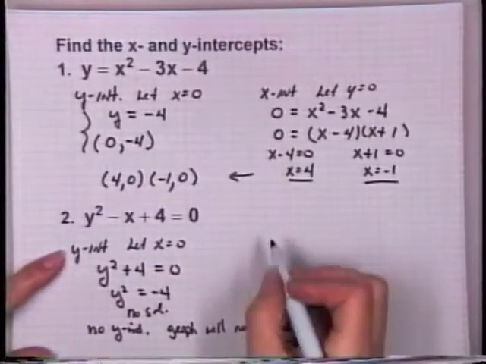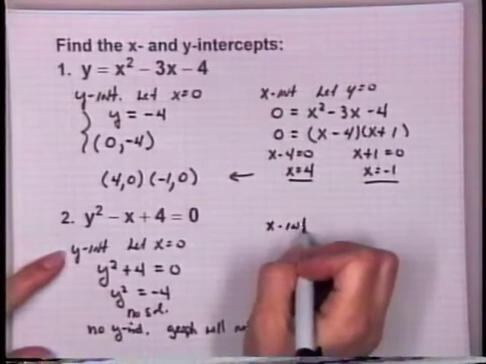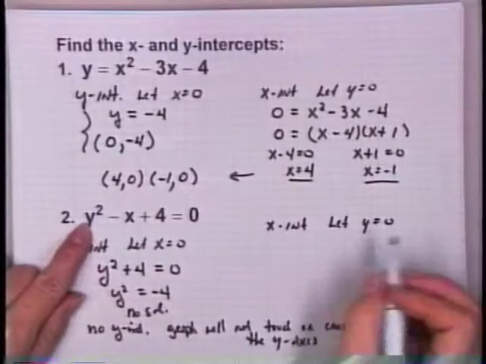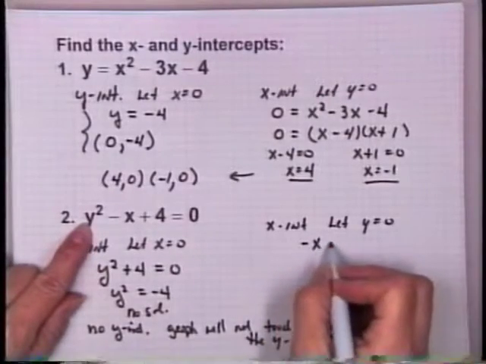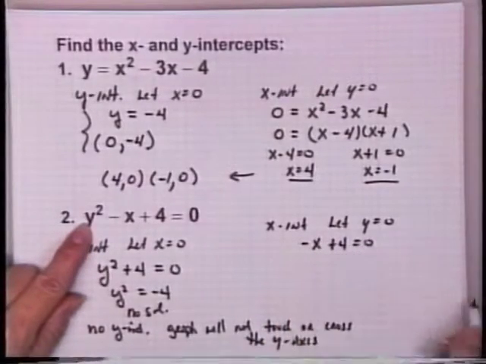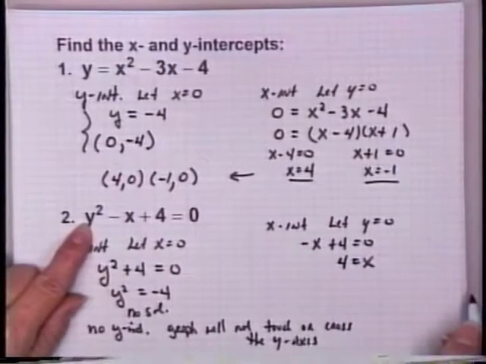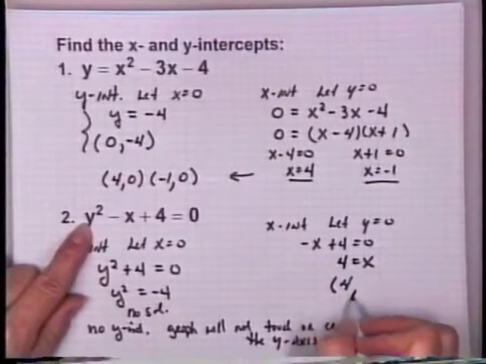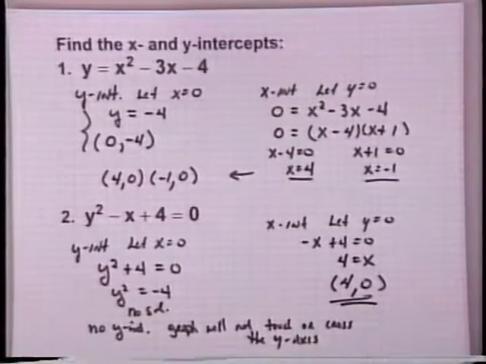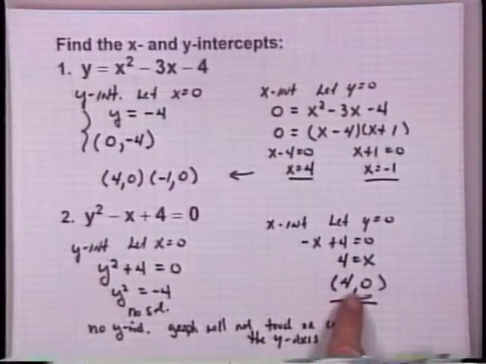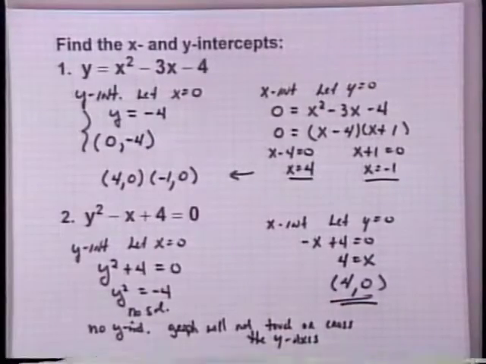Now, let's go ahead and check for the x-intercepts by letting y equal 0. If y is 0, my equation is negative x plus 4 equals 0. If I just add x to both sides, then I get what? 4 equals x. So x is 4 whenever y is 0. That tells me there's only one point where this graph is going to touch or cross either axis. It will only touch or cross the x-axis at the point 4, 0.